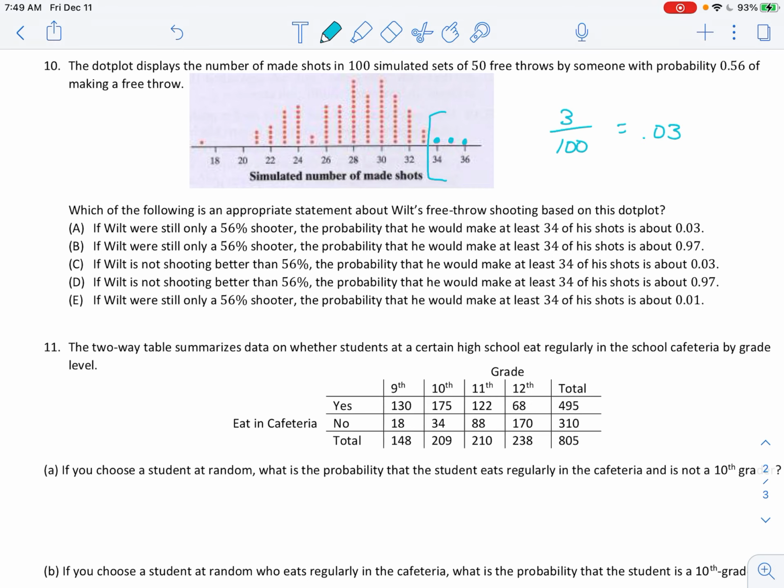So if we're assuming that Wilt is a 56% free throw shooter, then the probability that this happens to him is only 3%. It is not very likely that what happened to Wilt would happen if he really is a 56% shooter. It's much more likely that he's not 56% because it's such a small likelihood of getting that high of a result. So that's how we interpret it, is answer A.